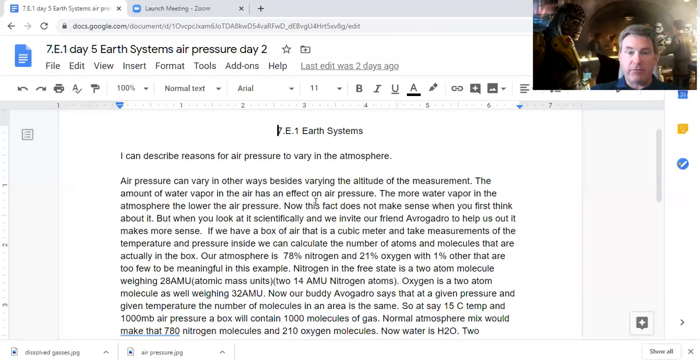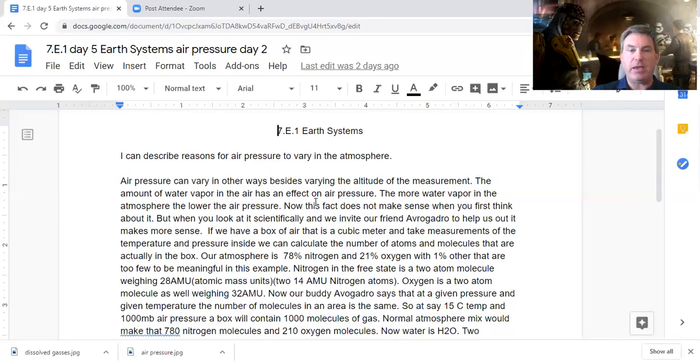And our buddy Avogadro says if we take the air, the molecules inside of there, we're going to know exactly, at a certain temperature and a certain pressure, how many actual molecules are going to be in that box, like the number of molecules. You'll hear this later in chemistry and science going forward. It's called Avogadro's number. It's a constant. So if we have air in a box, we can calculate the number of atoms and molecules that are in the actual space.